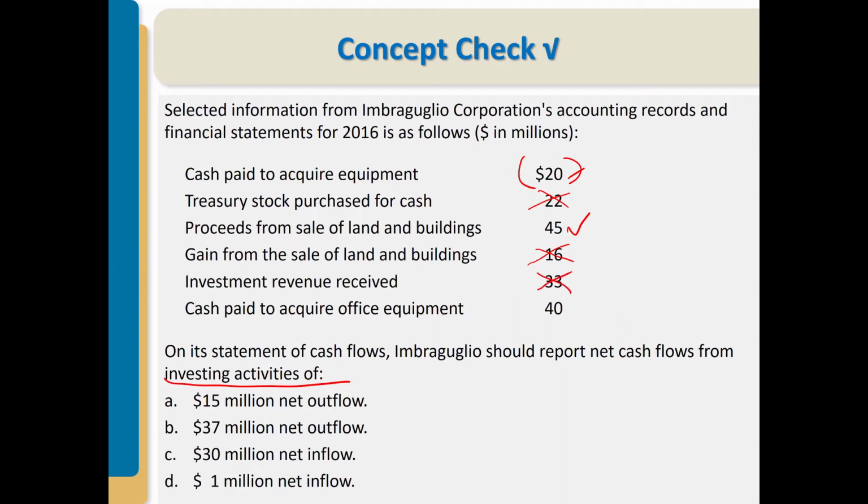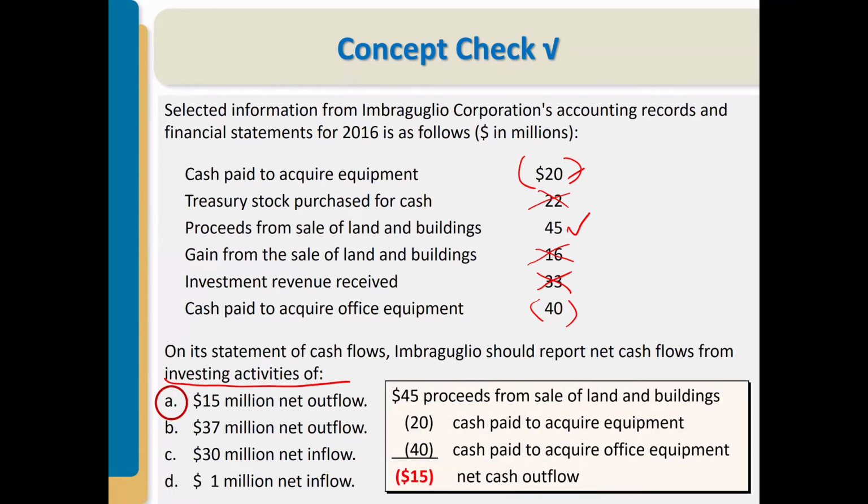Cash paid to acquire office equipment. This is investing, internal investing, but it is negative. That's correct, right? Everyone agrees? So the answer here is A. 45 minus 20 minus 40. That makes sense, everyone?